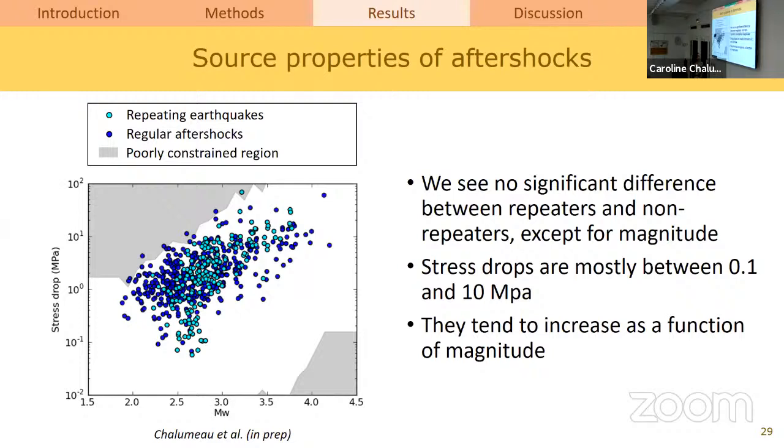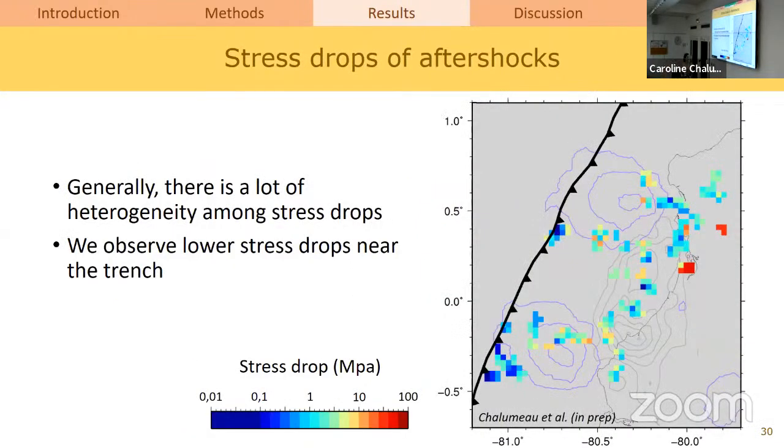The stress drops are usually between 0.1 and 10 megapascals, which is to be expected. And they do tend to increase as a function of magnitude, which is not really necessarily expected, but something that's been observed elsewhere. If we take a look at these stress drops in space, what we can see is that generally there's a lot of heterogeneity among these different stress drops. However, when we look near the trench specifically, we see that the stress drops tend to be lower in this region right here.